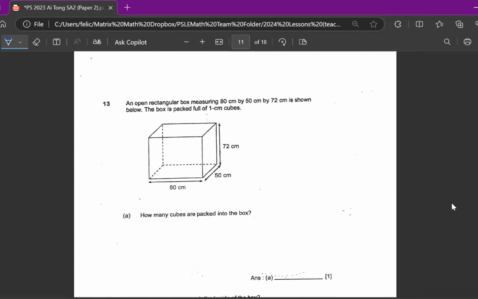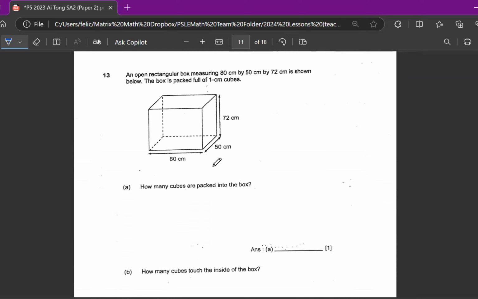Okay, I shall go on to question 13. Now, an open rectangular box measuring this by this by this is shown below. So this is the length, breadth, and height. Normally, this is the sequence that the question will write for you.